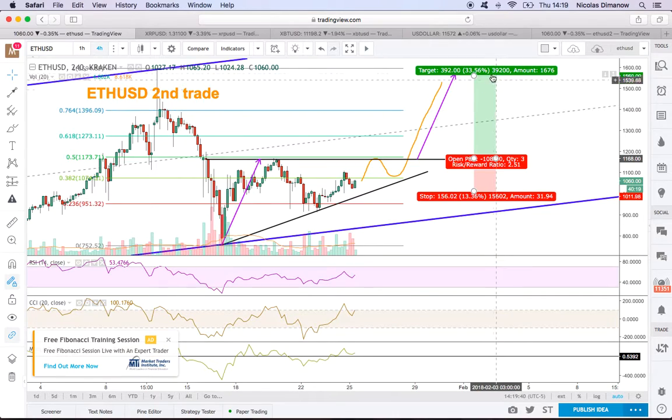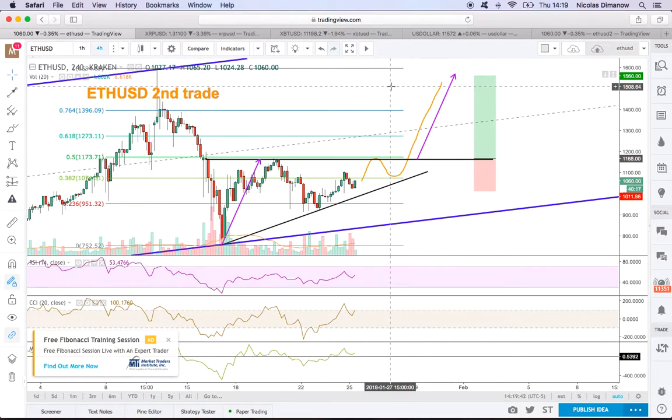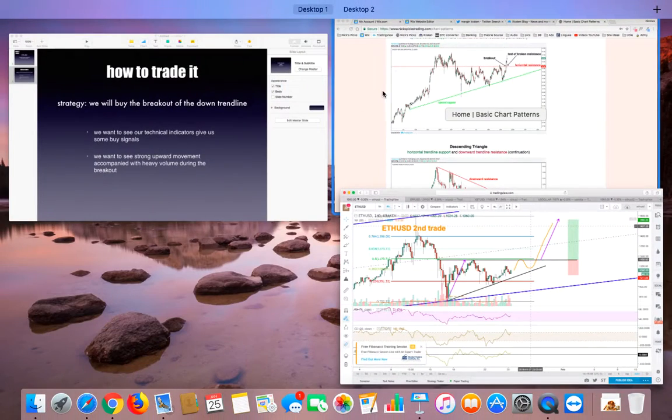So there you go, you have our 2 trade recommendations. I hope you're going to be able to trade them. I'll keep you posted, of course, for whatever position we open.